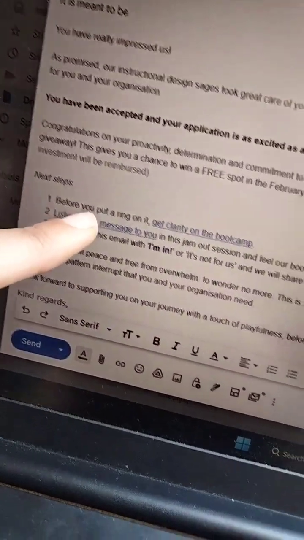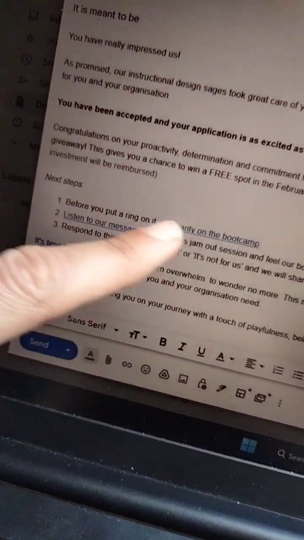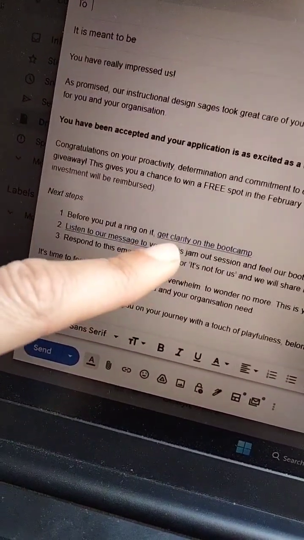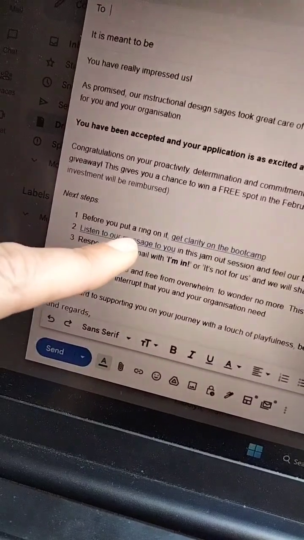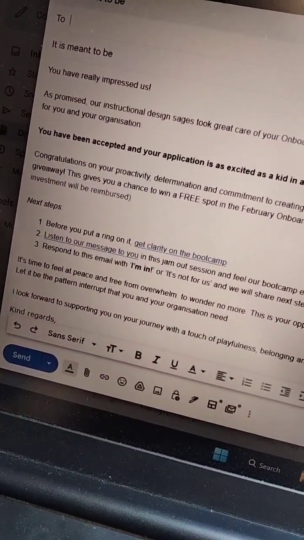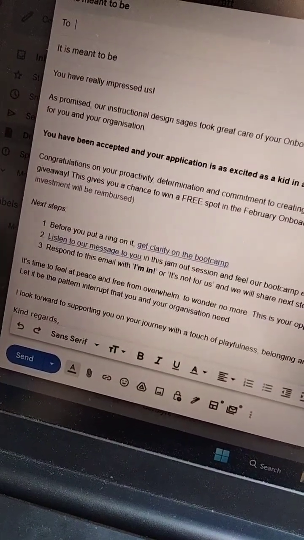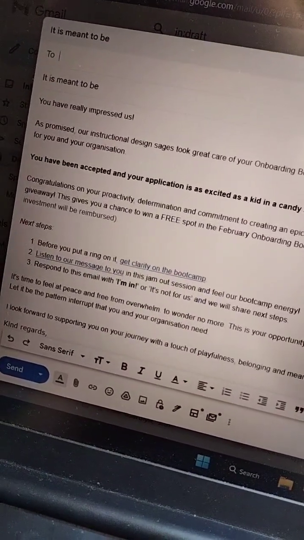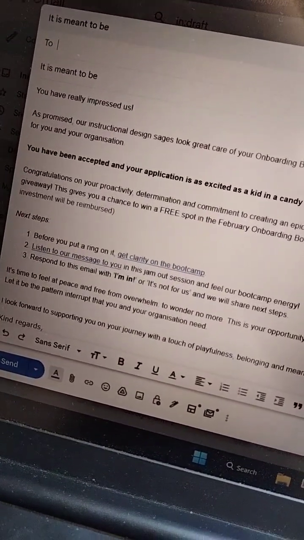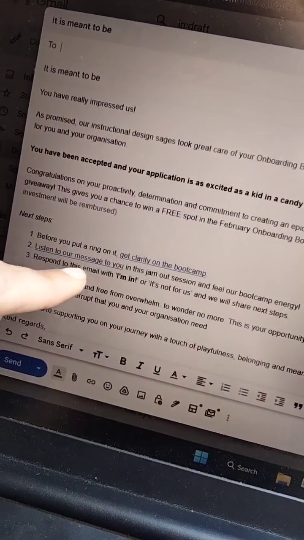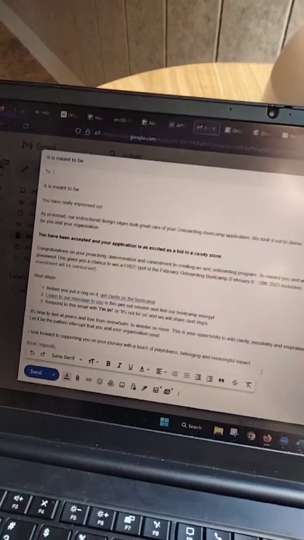So next steps, before you put a ring on it, get clarity on the bootcamp. So before you put a ring on it means before you pay the money, just make sure, once again, and then listen to our message to you in this jam out session, and that is take someone to a YouTube video, which is "Ain't no mountain high enough." And I'm sorry about your ears there for a second, but in that, it actually has the message of what we want them. So we're trying to delight them along the way, and then we just want confirmation. So there's something in that. There's not just something, there's loads.